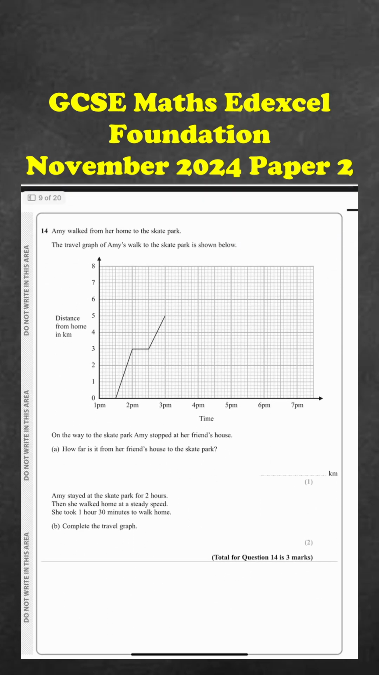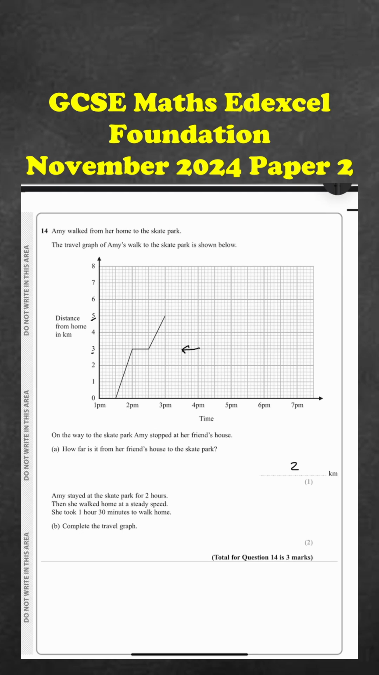Question 14. Amy walked from her home to the skate park. The travel graph of Amy's walk to the skate park is shown below. On the way to the skate park, Amy stopped at her friend's house. How far is it from her friend's house to the skate park? So the line going horizontal here is where her friend's house will be. So we can see that is at 3 kilometers. The skate park is the end result. That's at 5 kilometers. So it's 2 kilometers from her friend's house to the skate park.